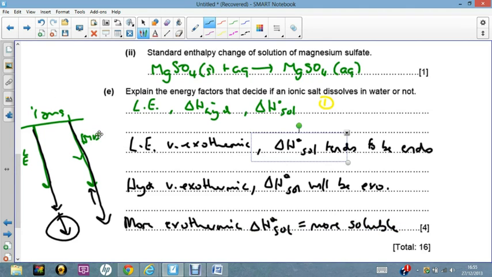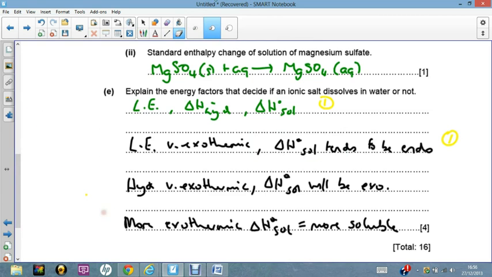Okay, so just run through that again. The three things that decide if something dissolves, you've got lattice enthalpy, enthalpy of hydration, enthalpy of solution. 1 mark for saying that. Then you've got if this arrow is very big, then the enthalpy of solution tends to be endothermic. Okay, so if this one's really big, then enthalpy of solution tends to be endothermic. So 1 mark for saying that.